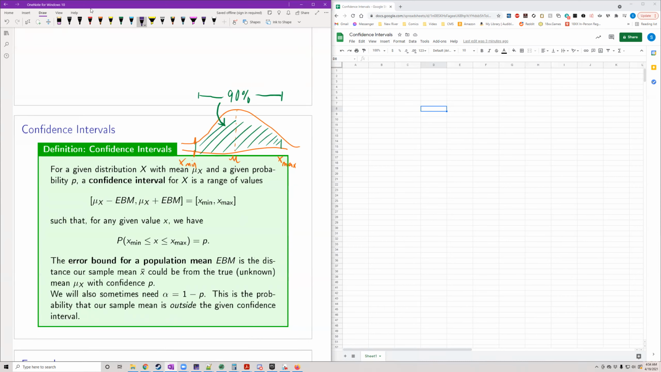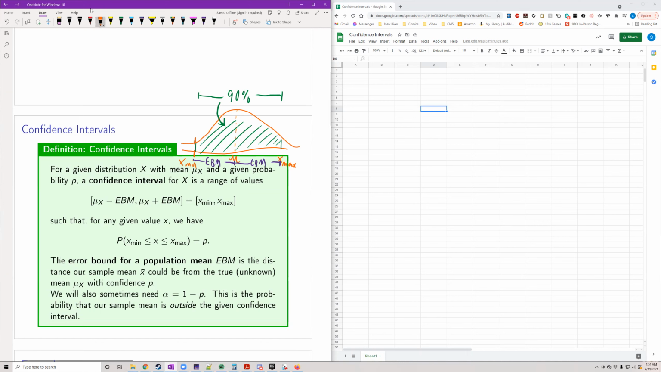The distance from the mean to these endpoints is known as the EBM, which stands for the error bound on the population mean. And this is how far off we think our mean might be from the true mean.